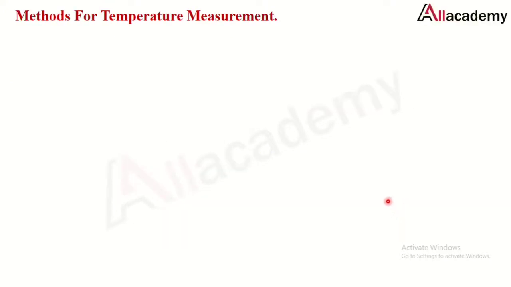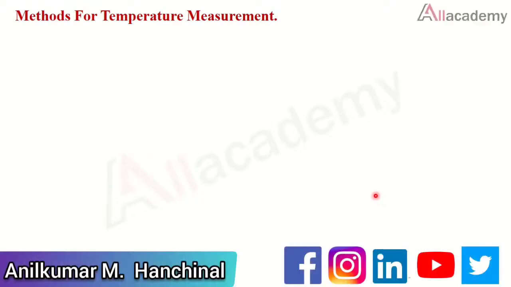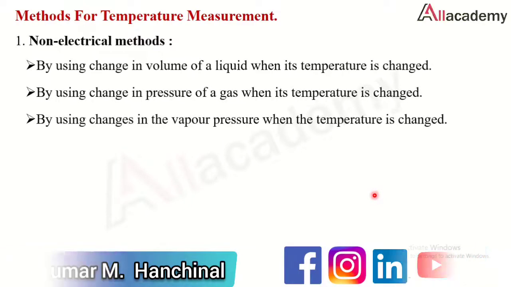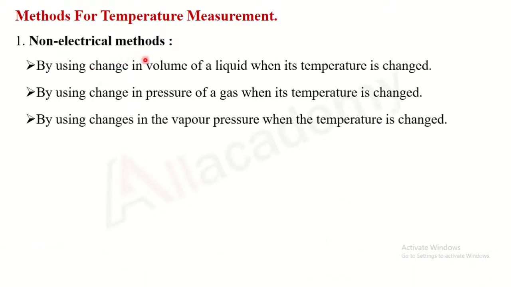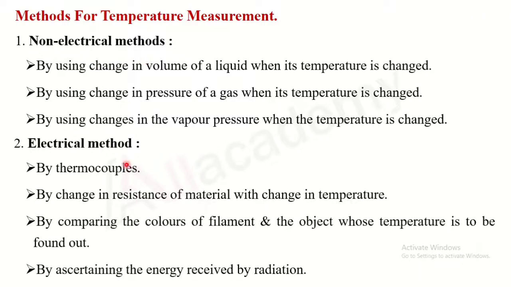Now, these temperature measuring instruments are classified based on the method of how they calculate or show the temperature. Based on the method of measuring, they are classified into two types: one is the non-electric method and another one is the electric method. These are the two methods utilized in temperature measurement.